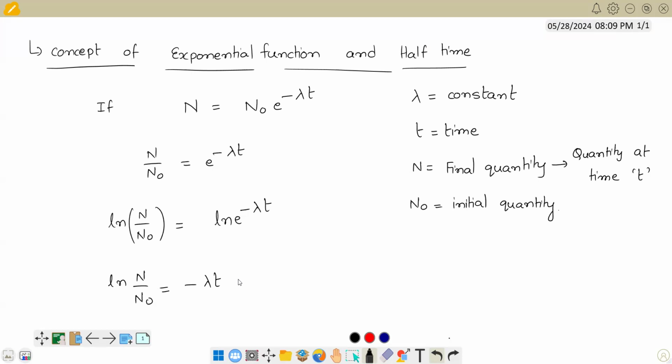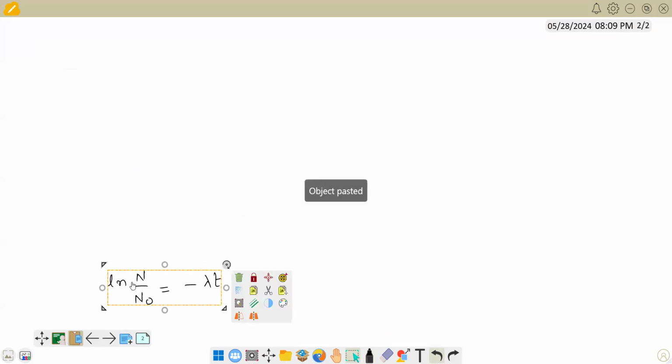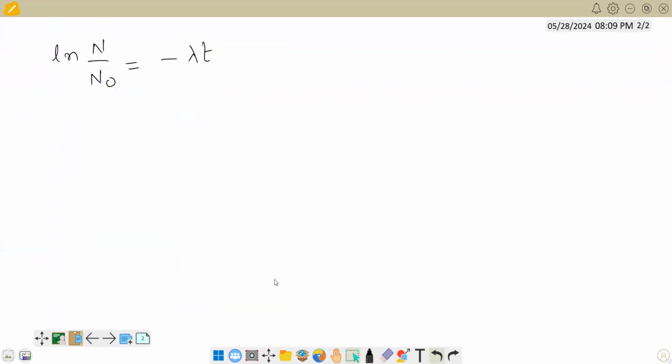Once we write it in this form, now what is half time? Half time means it is the time after which the final value, the quantity N, becomes half of the initial value. So N becomes N naught by 2. So this is called half time.